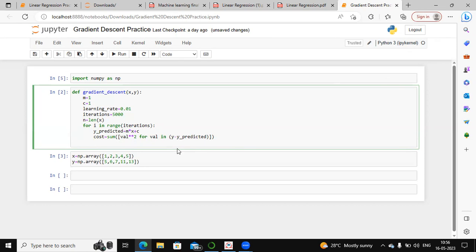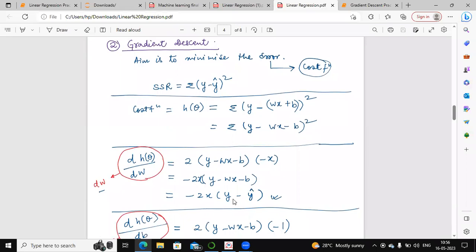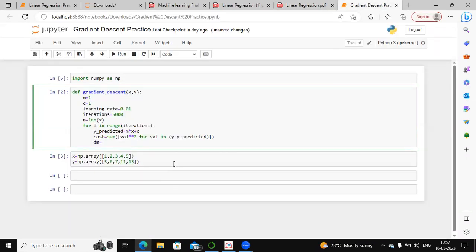Now you have to pass W next and B value, which is our slope, and DM is our differentiation of slope. We have to find the differential of slope. So what is that value? Let me check. That comes out to be minus 2x into y minus y cap.